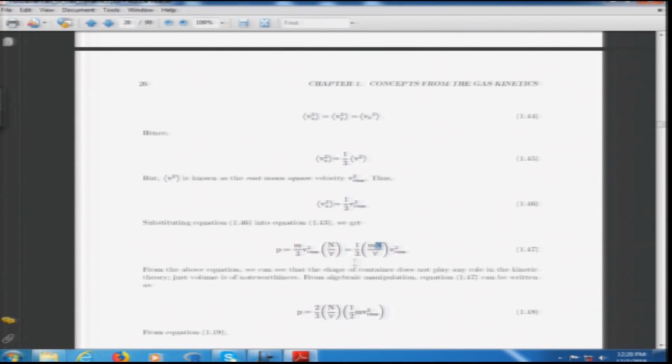In such a situation, doing some algebraic manipulation for equation number 1.17, we observe that P can be written as 2 by 3 n by V times half m v RMS square. That means we are trying to bring down the equation in the form of kinetic energy, which is given as translational kinetic energy, half m v RMS square.